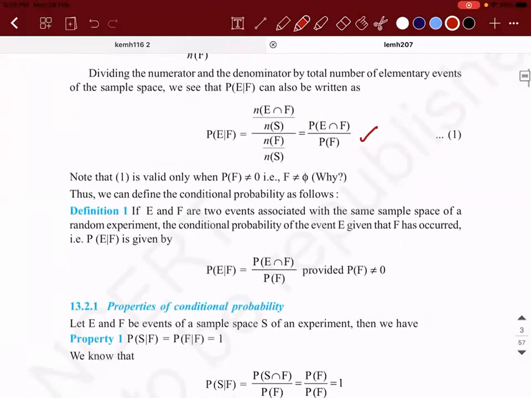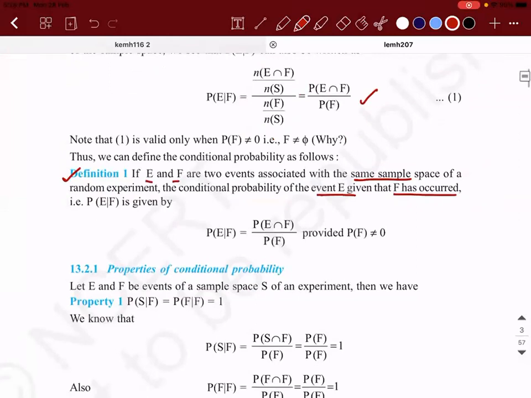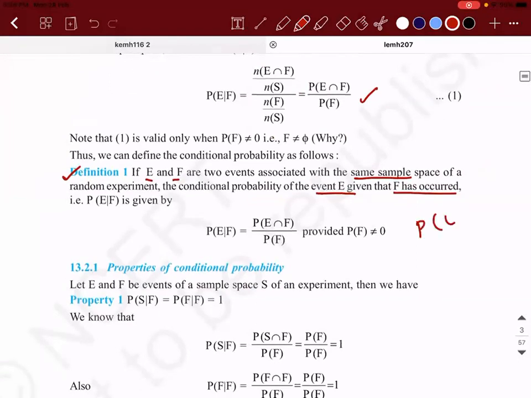Now, since we understood the logic, we call this kind of probability conditional probability because we are setting a condition. That's it. As simple as that. So if E and F are two events associated with the sample space of a random experiment, then the conditional probability of the event E, given that F has occurred, how do you write it? Probability of E given F is equal to probability of E intersection F divided by probability of F. It means, like how Nikhilesh told, you make F the sample space in the denominator.